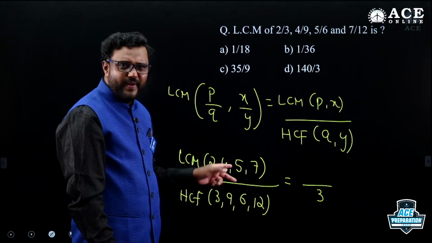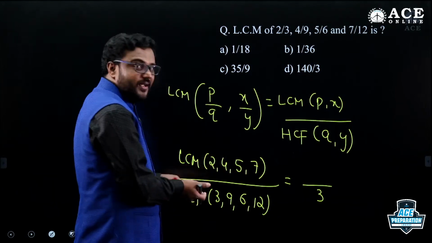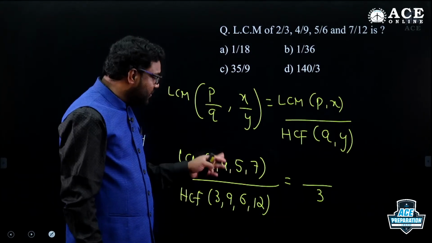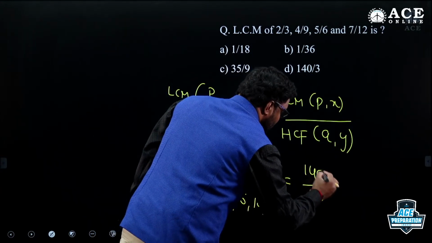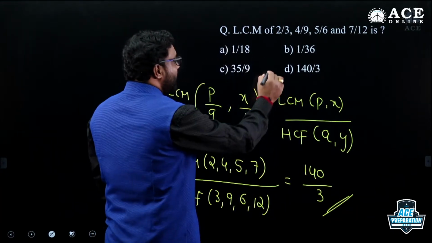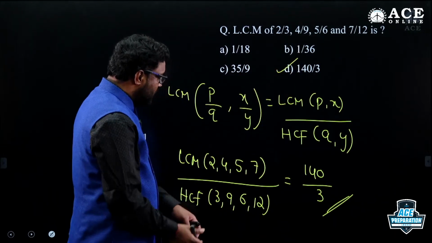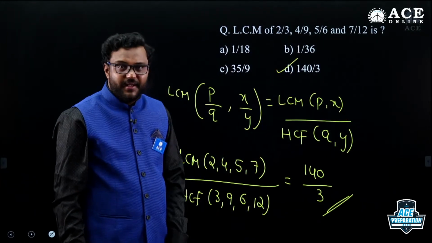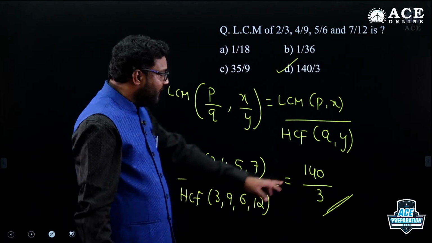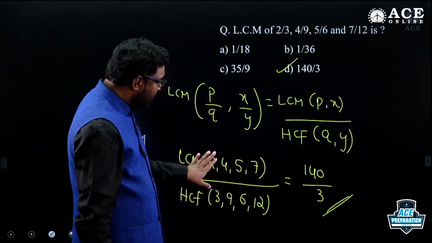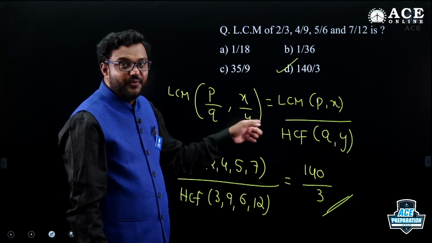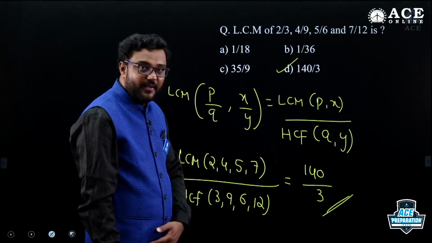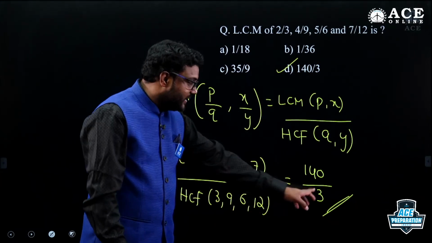Here 2 and 4. When we have 2 and 4, the 2 is not required, it's already 2 square, right? So 2 square into 5 into 7. 20 into 7 will get 140. So the answer is actually 140 divided by 3, my dear friends. LCM for 2, 4, 5 and 7, if you perform, will get 140. Highest power of 2 is 2 square, then 5 and 7. 2 square into 5 into 7 will get 140. Okay. And here HCF is 3.